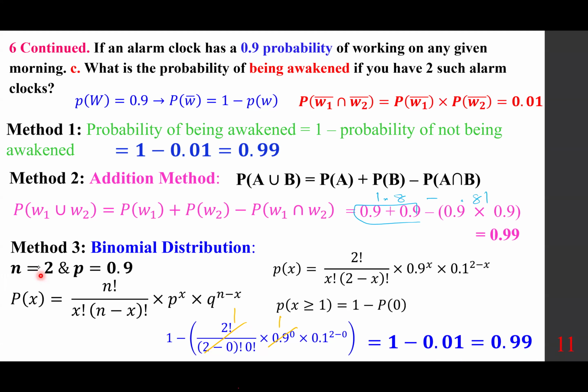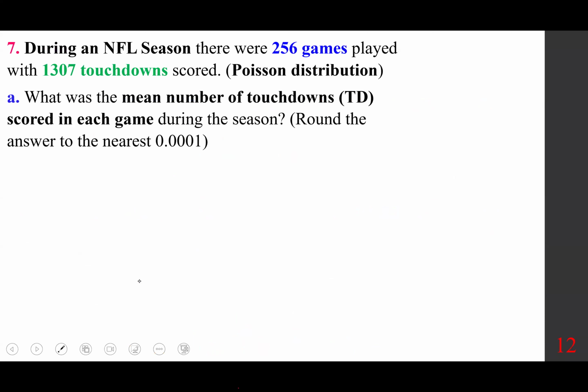Pretty straightforward, everybody. So, three methods. Okay, we've already calculated the probability that both of them fail. So the complementary event is the answer. You can use the addition method or binomial distribution.